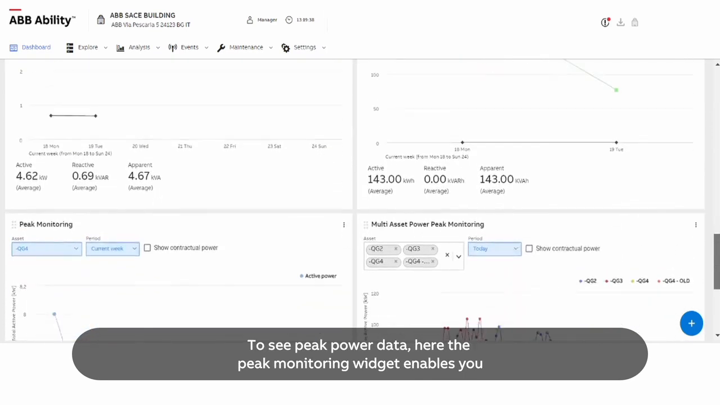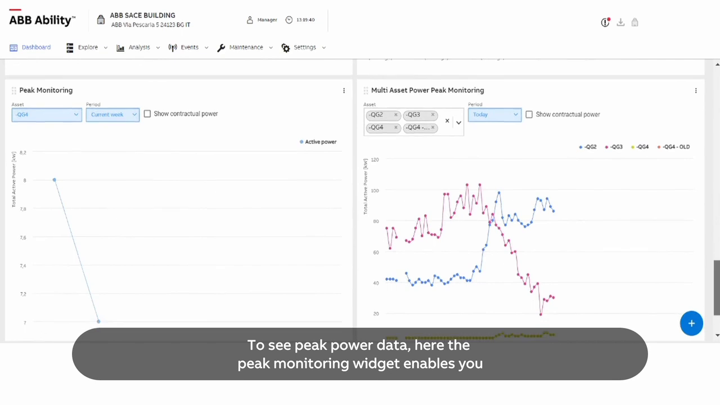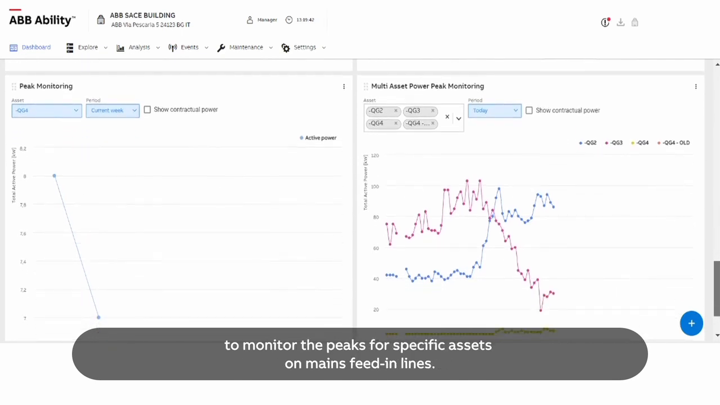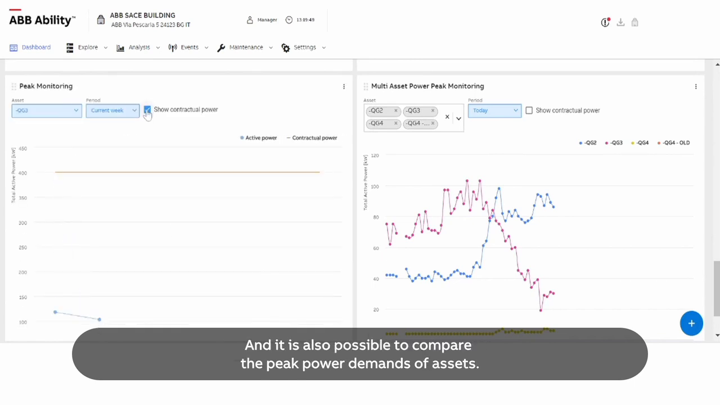To see peak power data, here the Peak Monitoring widget enables you to monitor the peaks for specific assets on the mains feed-in lines. And it is also possible to compare the peak power demands of assets.